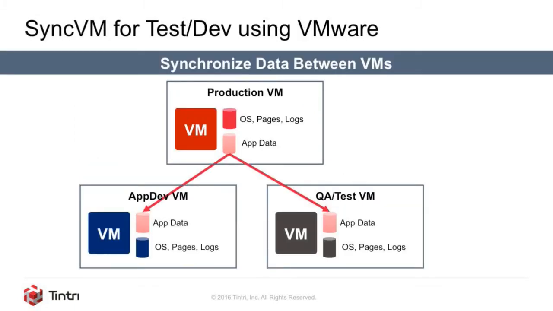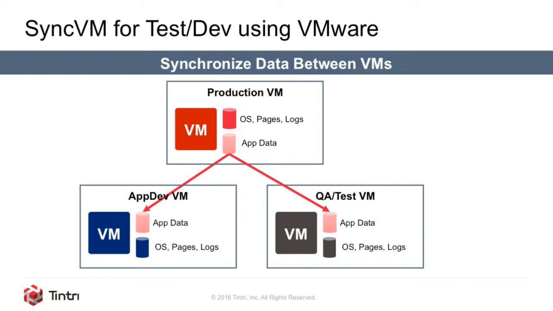So how do we do it in VMware? Basically, this is one of the applications where people have used it quite a bit. You have a production VM which is being used. For our hypothetical case, it can be an OpenStack environment, right? And then you have two tenants there: one is the app dev VM and the other is the QA test VM.